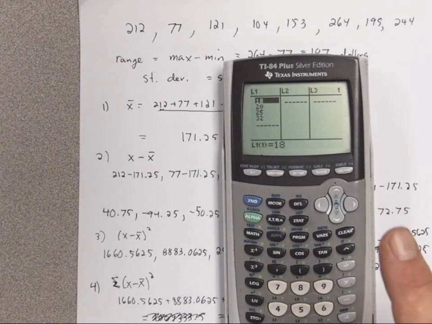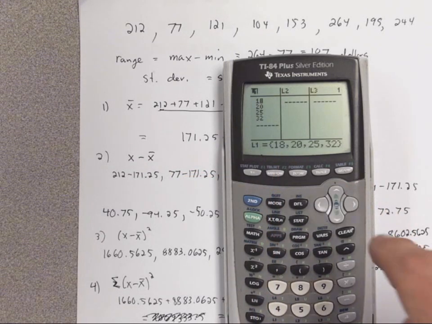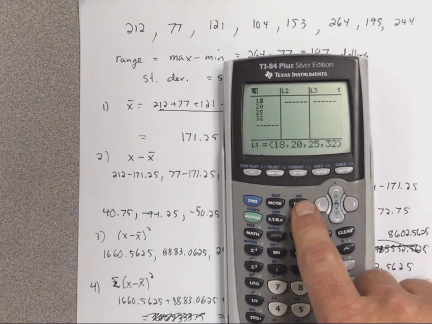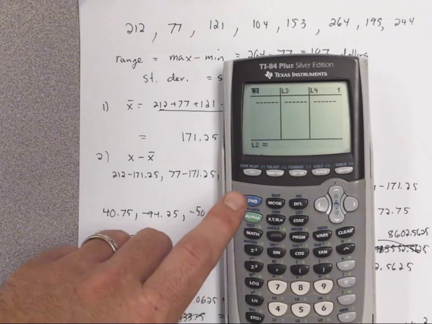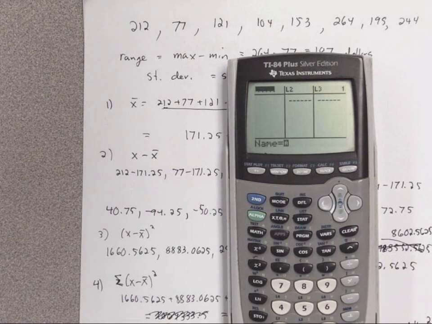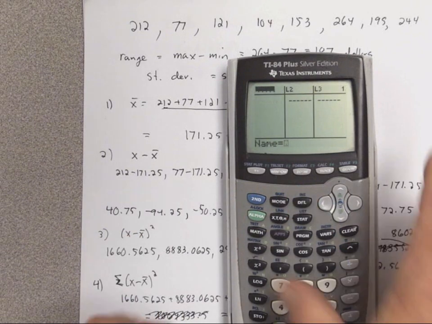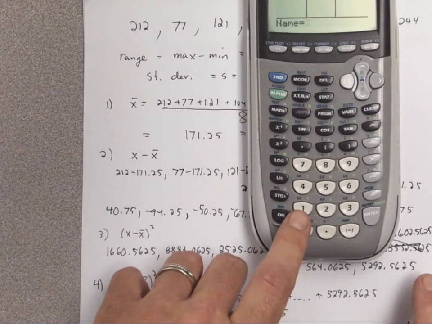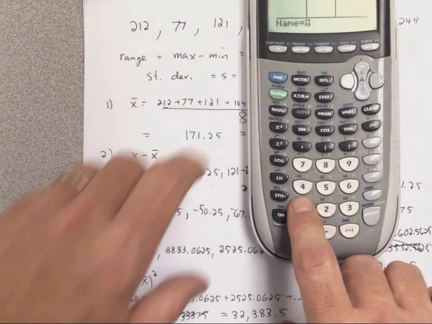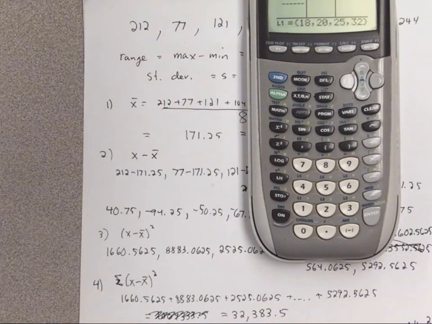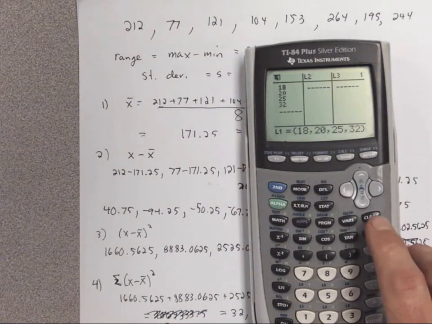You can go up here and hit clear, but do not hit delete, because if you hit delete, that L1 is gone. You'll have to insert it and put it back in. Say you accidentally delete it. See how L1 disappeared? To fix that, you go second insert, and it'll put that column back. But you have to use this L1 right here. See, it's the blue above the number 1. So you have to hit second 1, and then put your L1 back, okay? So instead of hitting delete, hit clear, and then enter, and it'll get rid of those data points.